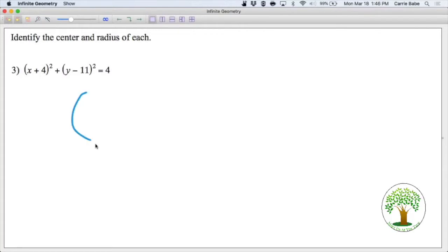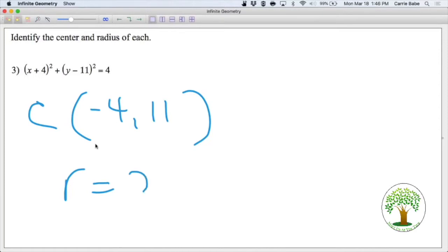Center is going to be an ordered pair. R is going to be a point. What is the center for this one? Negative 4, 11. I heard negative 4, 11. Is that correct? Yes. What did you get for the radius? 2. Very good. All right, let's go on.